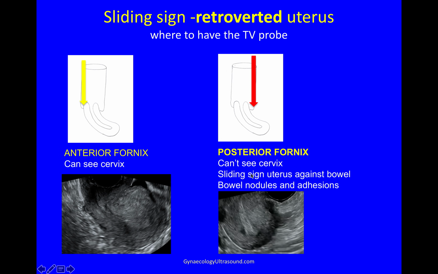In a retroverted uterus, with the uterus tipping toward the feet, if you have your probe in the anterior fornix, you can see the cervix clearly. If you put your probe in the posterior fornix, you can't see the cervix, it's been pushed away, but you can judge the sliding sign here at the back of the cervix very nicely, and of course see bowel nodules and adhesions.